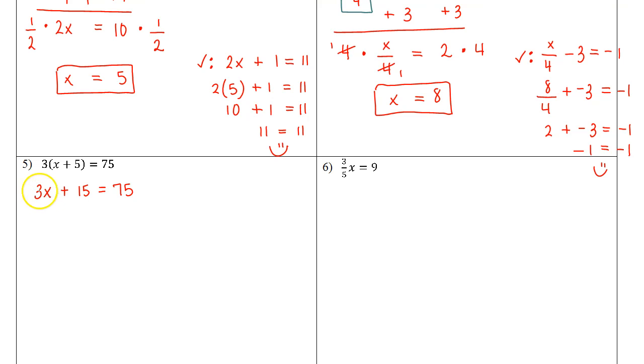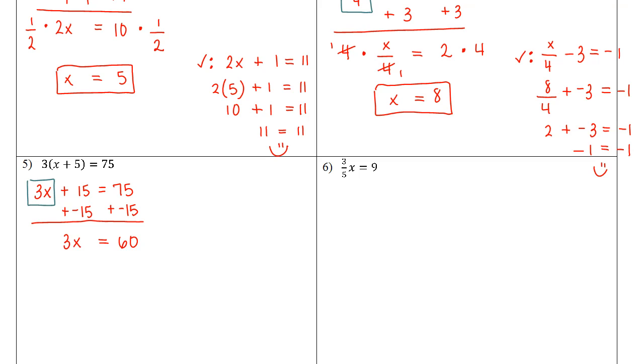Now that I've cleared the parentheses, I can work on isolating my variable term, my 3x, and that means I'm going to want to add the opposite of 15, which is negative 15. So I'm adding negative 15 on either side of my equation. I'm using an additive inverse in order to isolate the variable term. 15 and negative 15 will be 0, so on the left side only the 3x remains. On the right side, I have opposite signs, so 15 zero pairs and 60 will be left over.